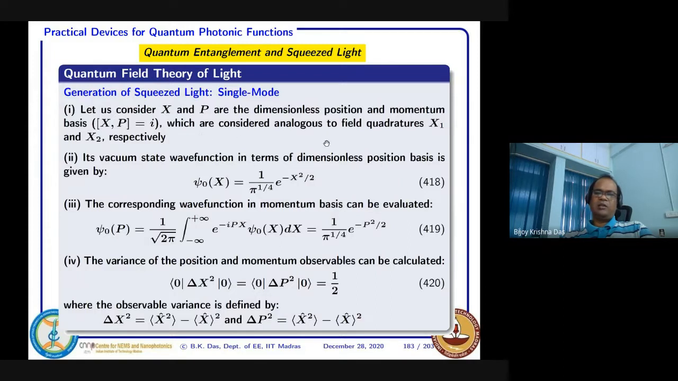Okay, analogous to x1 and x2, that is also dimensionless. So x1 and x2 are coming out as just numbers. Now, the vacuum state wave function in terms of the dimensionless position basis is given by this one. Can you recollect this equation?